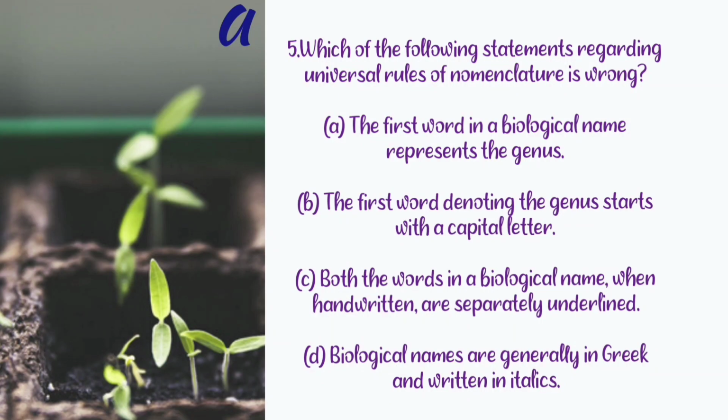5. Which of the following statements regarding universal rules of nomenclature is wrong? A. The first word in a biological name represents the genus. B. The first word denoting the genus starts with a capital letter. C. Both the words in a biological name, when handwritten, are separately underlined. D. Biological names are generally in Greek and written in italics.